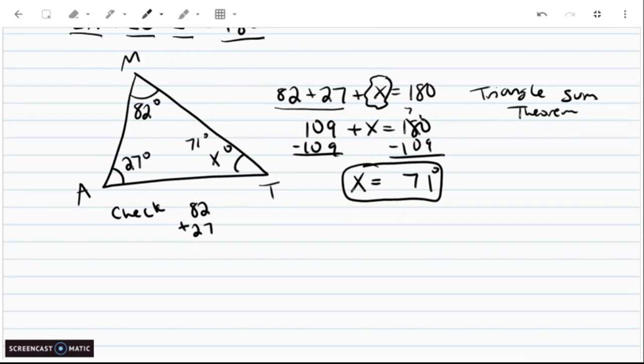Okay, so 82 plus 27 plus the 71 that we found. If we add it together, we get 2 and 7 is 9, plus 1 more gives you 10, and carry the 1. And then 8 and 2 gives me 10, plus 1 is 11, plus 7 is 18. And so this does equal 180 degrees.